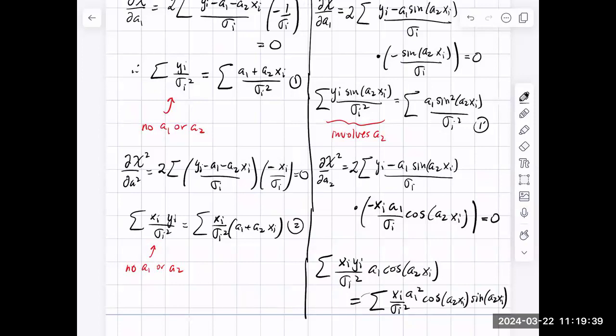And so this will be equation 2 prime. And what I want to highlight is that on the left-hand side, we have a1 and a2.